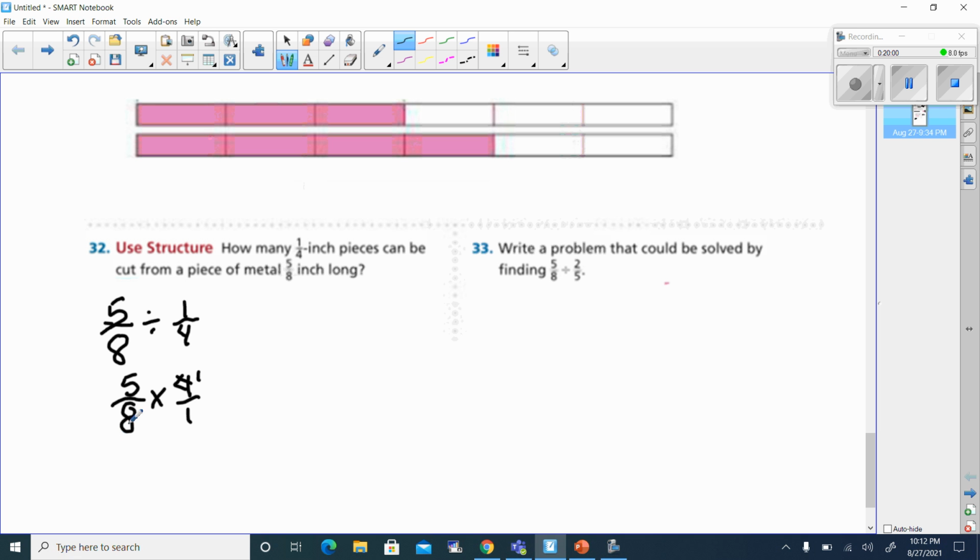So 4 divided by 4 is 1. 8 divided by 4, well, that's 2. Now I got 5 times 1, which is 5, and 2 times 1, which is 2. And this is an improper fraction, which is really equal to 2 1/2. So how many? We can cut 2 1/4 pieces, and then we'll have 1/2 of a 1/4 piece. I guess it'd be 1/8 of an inch long, right? So 2 1/2 1/4 pieces.